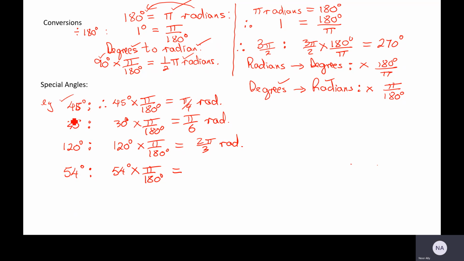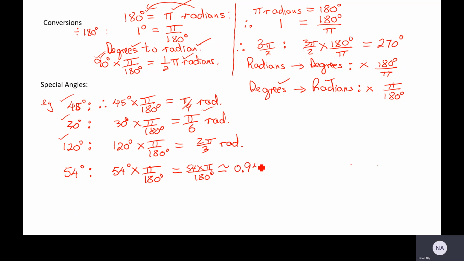These special angles you need to know. In other words, you need to know 90 is pi over 2 radians, 45 is a quarter pi radians, 30 is pi over 6 radians. 54 degrees, what if I make it 54.2 degrees? How will you convert that? 54.2 times pi over 180. Take out your calculator, multiply 54.2 times pi, divide by 180. Correct to 2 decimal places.